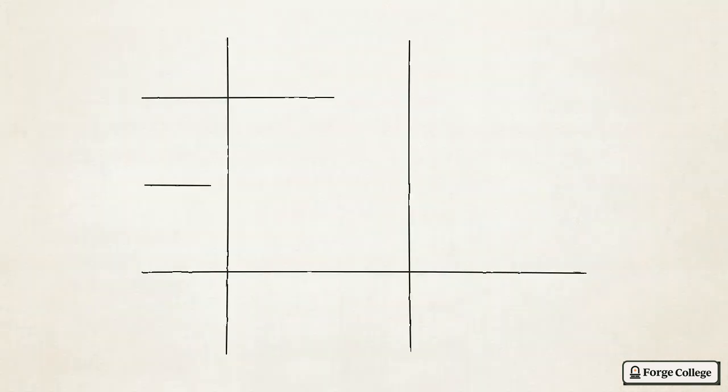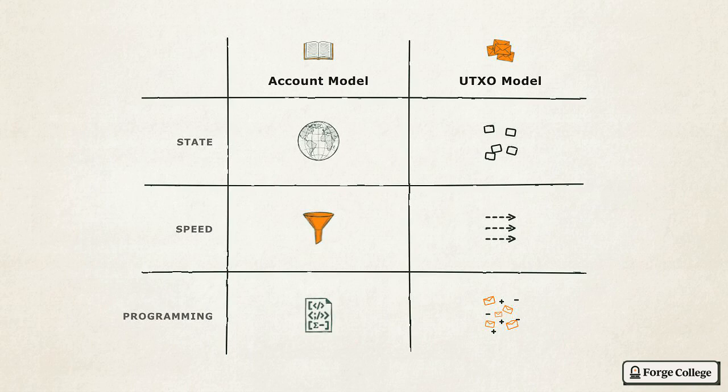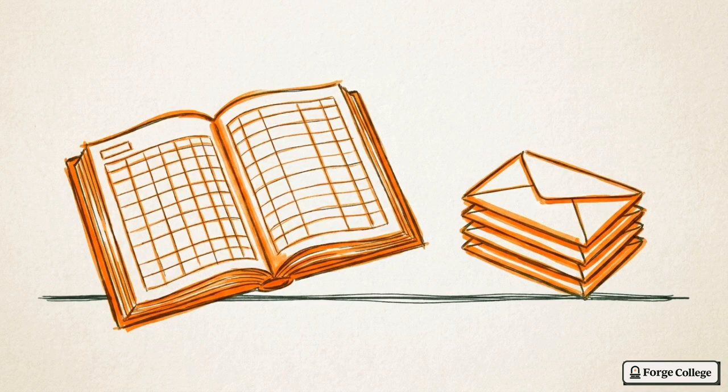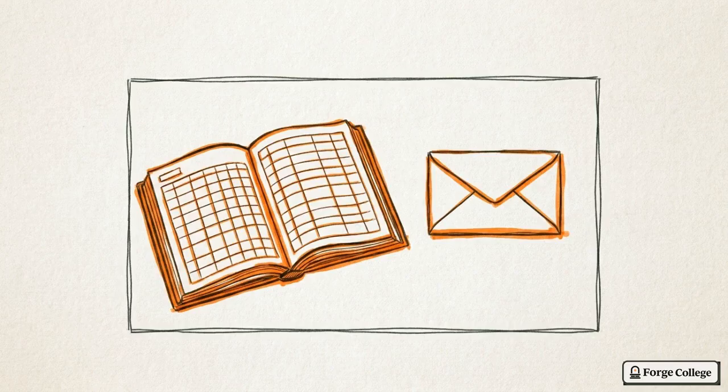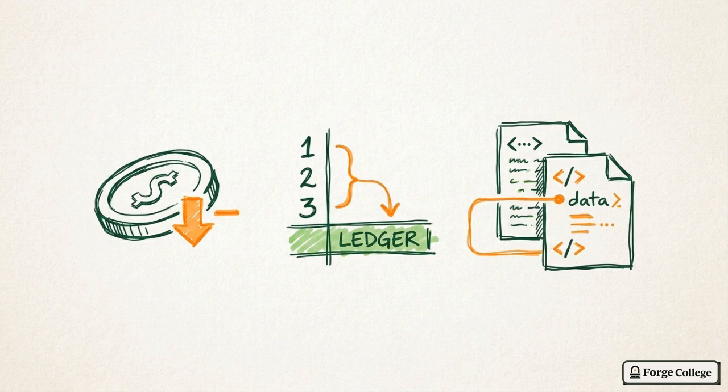Looking at this summary table, you can see the trade-offs. The account model gives you a global state that is easier to program, but it creates a speed bottleneck. UTXO gives you isolated states and parallel speed, but makes complex programming much more difficult. Ultimately, blockchain designers have to strike a balance, weighing the simple programming of a central ledger against the natural parallel speed of isolated token envelopes. Internalizing this mental model, the ledger versus the envelope, makes complex topics like gas fees, sequence numbers, and how different apps interact with each other much easier to predict.